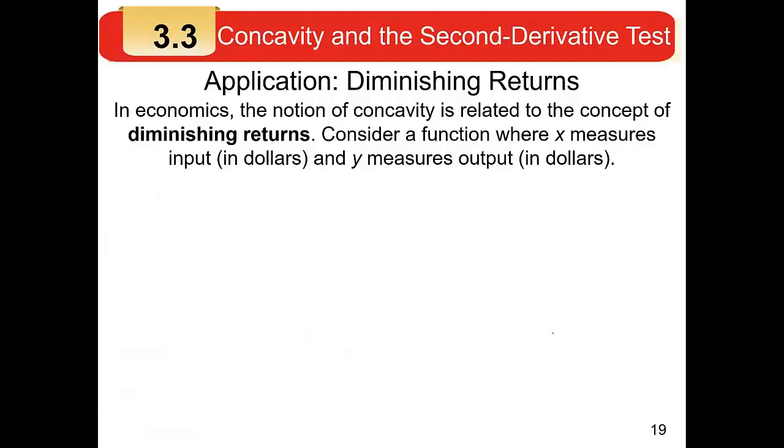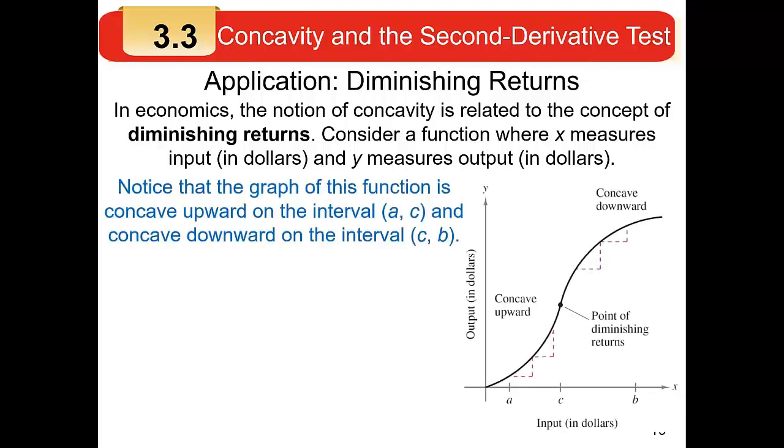Now, an important application in economics is called diminishing returns. In economics, the notion of concavity is related to that concept of diminishing returns. If we think of a function where x measures some input in dollars and y measures some output in dollars, and you draw a graph of that function, you see concavity upward to the left of a point and concavity downward to the right of it. In other words, you have an inflection point where the concavity is up on the left and down on the right. That's an indication of a problem that will have an answer in terms of diminishing returns.